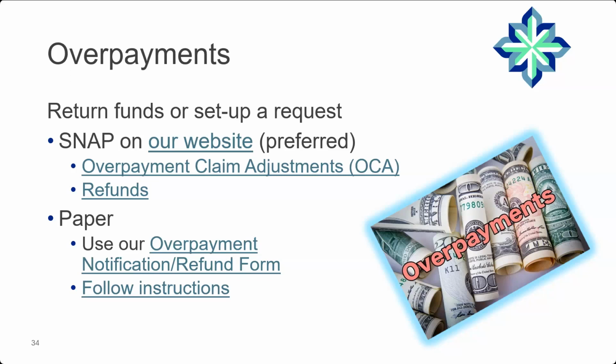To avoid unnecessary holdups, consider using the Secure Net Access Portal refunds or overpayment claim adjustment features. That's going to be fast and efficient. It's going to process your overpayment and refund that money to Medicare appropriately.